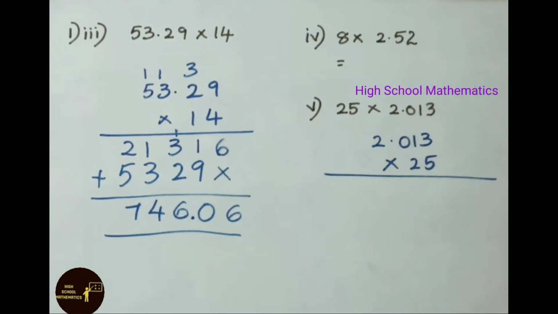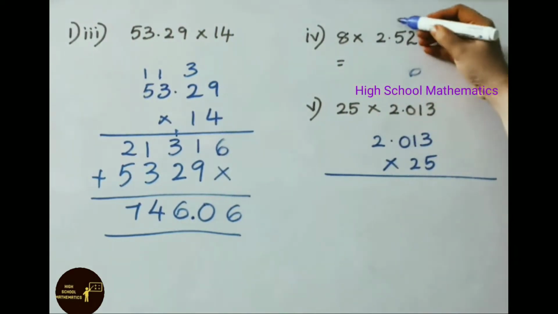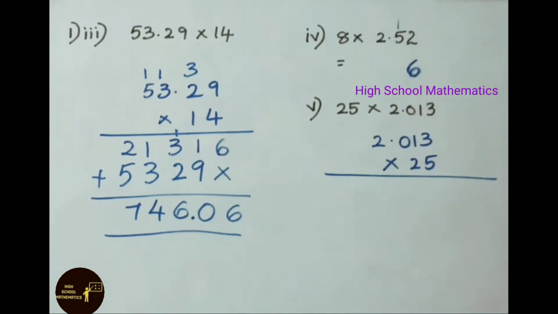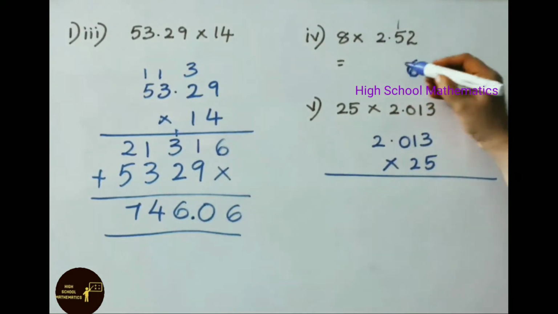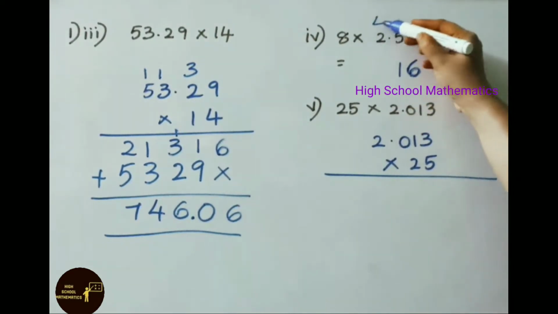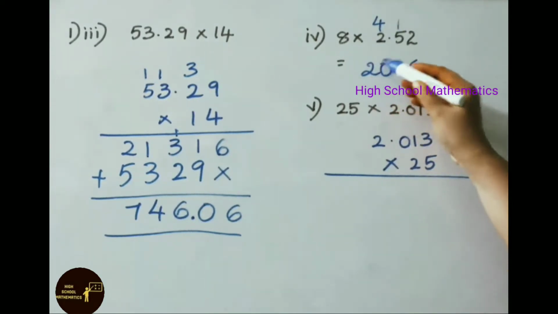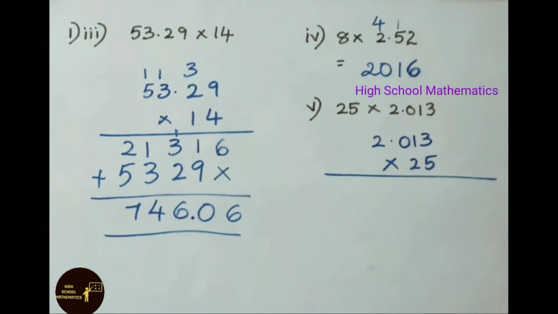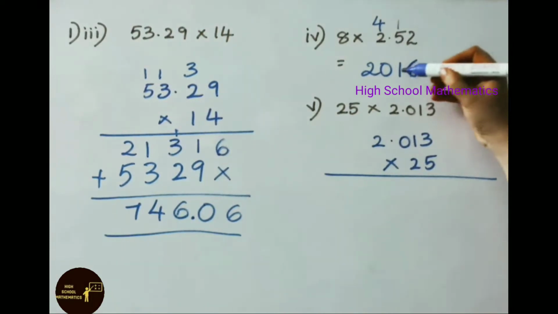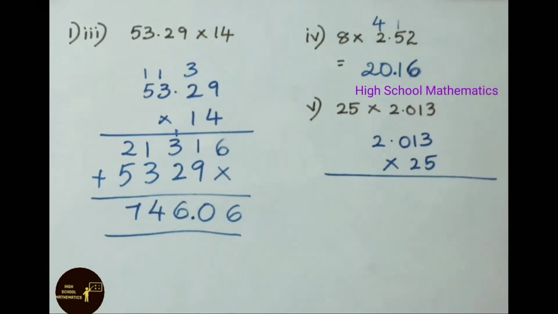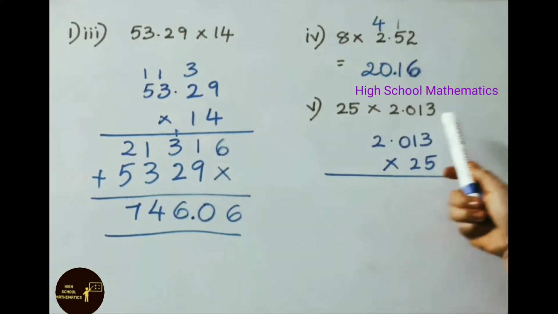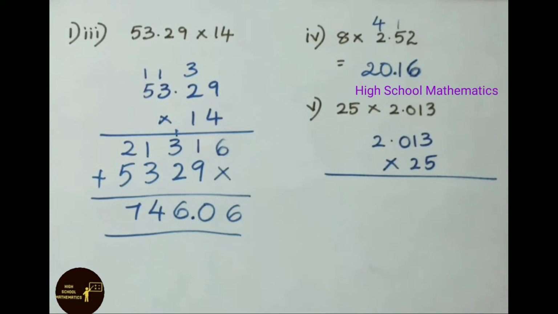Let us multiply with 8 now. 8 2s are 16, 6 carry 1. 8 5s are 40 plus 1, 41, 1 carry 4. 8 2s are 16 plus 4, 20. Here decimal after 2 digits were there. From the right side onwards 2 digits before we place the decimal point. So the answer is 20.16. Now let us see the fifth sum, 25 multiplied by 2.013.